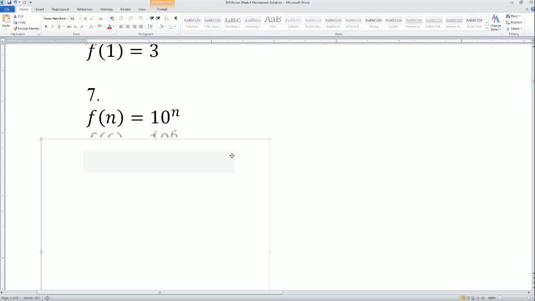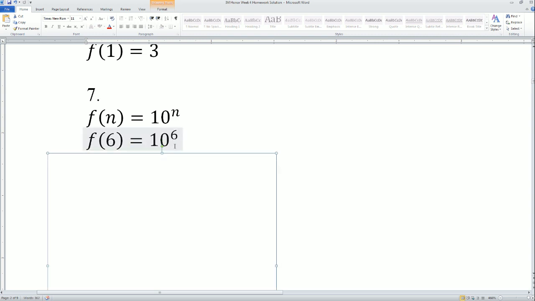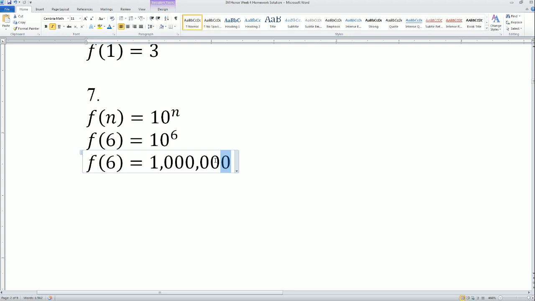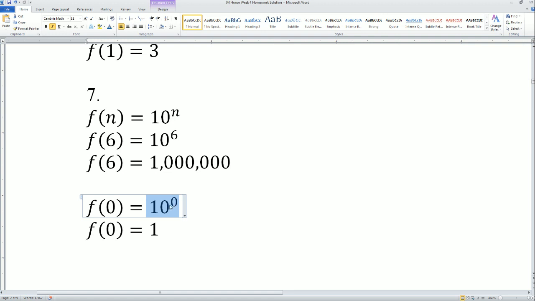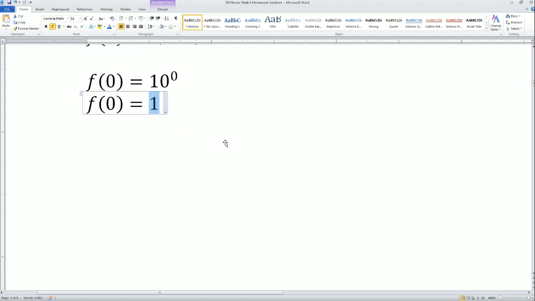Function of n is equal to 10 to the power n. Substitute 6 in here. 10 to the power 6. There should be 6 zeros. 1, 2, 3, 4, 5, 6. So function of 6 is equal to 1 million. Let's look at function of 0. If we plug in 0 here to the exponent, what is 10 to the power 0? Function of 0 equals 1 because anything to the power of 0 is equal to 1.